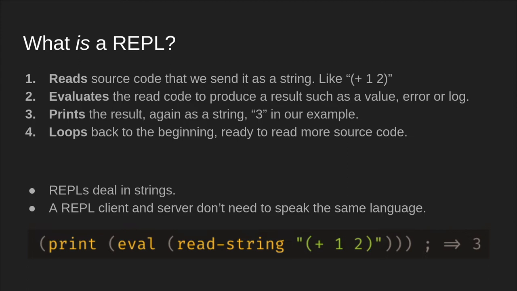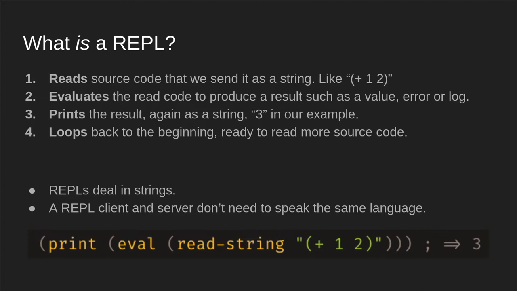A REPL is something that reads source code from a string, like plus one, two, and it turns that into data. It then evaluates that data, so executes it and turns it into some result. It will then turn it back into a string and print that result, and then loop back to the beginning, ready to read more input. So REPLs deal in strings. Strings go in, strings come out.